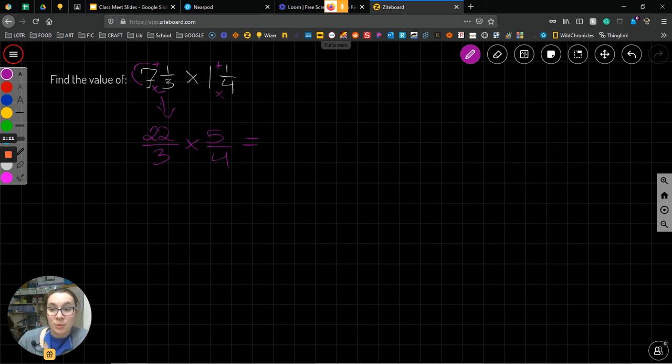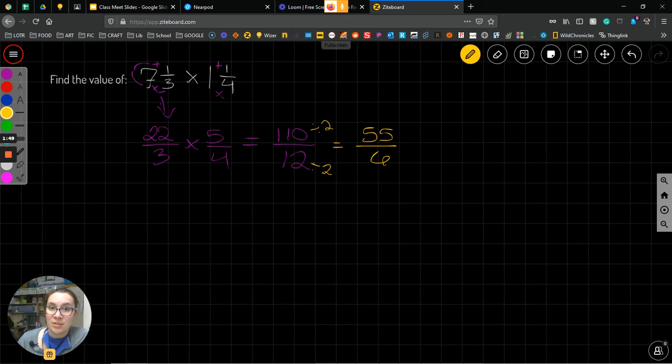5 times 22 would be 110, because 5 times 20 plus 5 times 2 is 110, over 12. And we can simplify by dividing. If we take 110 and 12, let's see here. The only thing I know for sure that goes into them both is 2. Divide by 2, because they're both even. Divide by 2, and that equals 55 over 6.